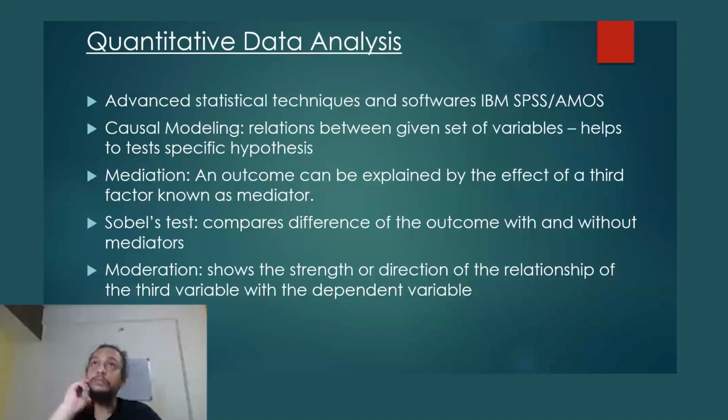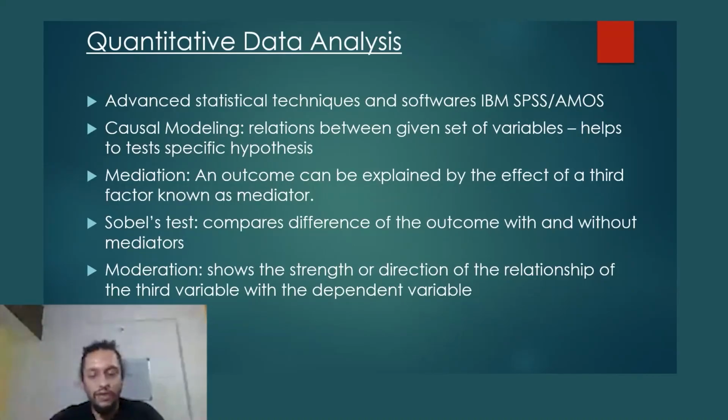Sobel's test is interesting. It's something that's on the rise now, and lots of journals are expecting Sobel's effect test to be there. This is basically telling you the effect of the mediator, right? So the difference of the outcome with and without the mediator is what the Sobel's effect test does. And then you have moderation analysis, which is again, you're trying to see the strength or the direction of the relationship of the third variable with the dependent variable, right?